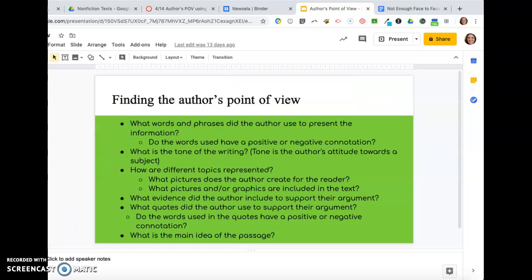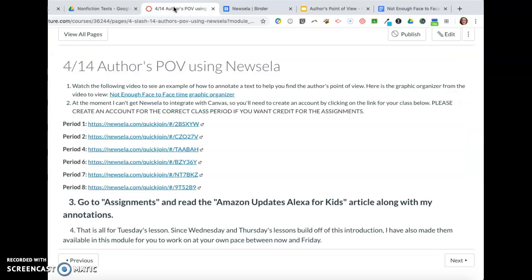And these questions that you can ask yourself to help you determine the point of view were also included in that presentation. I did copy these over onto your assignment sheet that you'll be completing on Thursday, but I made all of the assignments for today through Thursday available to you so you can work on them at your own pace. So first you'll have to create a Newsela account.